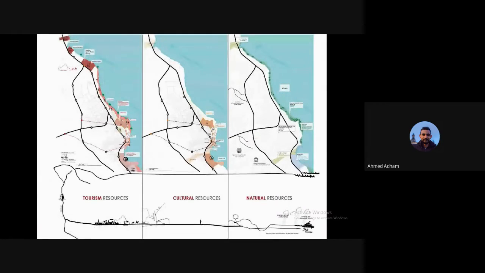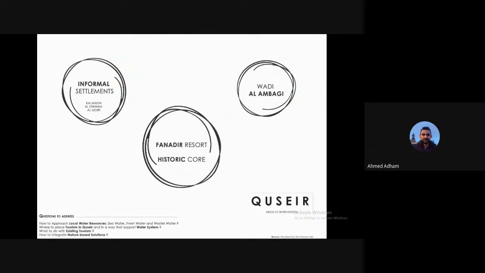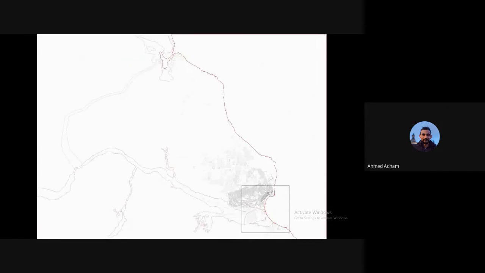So how can we introduce this dialogue between the natural, cultural, tourism resources? In order to do that, our areas of intervention will emphasize on Wadi al-Ambagi, the most significant natural wadi in the city, Fanadir Resort, and going deep with its relationship with the historic core and the informal settlements. Here you can see our focus area for interventions. Fanadir Resort is here, the historic core, Wadi al-Ambagi course, and this is the mouth of Wadi, and these are the informal settlements.